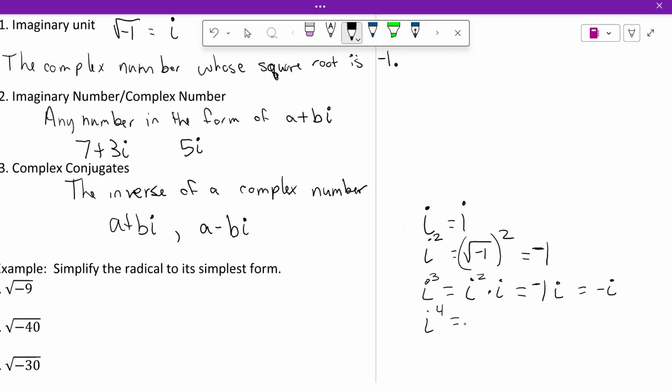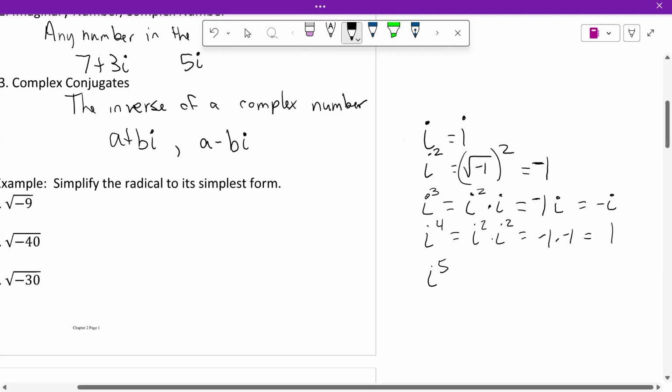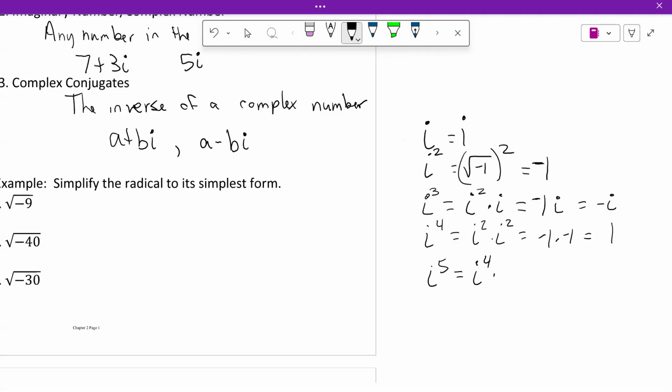i to the fourth is equal to i squared times i squared, which is -1 times -1. What's -1 times -1? 1. i to the fifth is equal to i to the fourth times i. What's i to the fourth? 1. What's i? i. i is just i. Okay? So, i to the fifth is the same as i to the first. Why? Because i to the fourth is 1, and 1 times i is just i. So i to the fifth is the same as i.